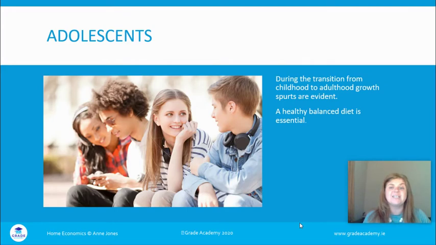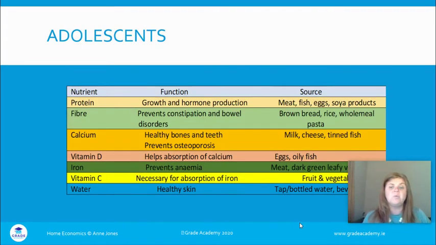As we move on to adolescence, then adolescence again is another growth spurt. Going from childhood to adulthood, you're transitioning, you're a teenager, you're going between that child to that adult, and a balanced diet is really, really important again here. Again, we see our nutrients. Why do we need them? You see there with protein now, hormone production. Obviously, that's really important during the teenage years because of puberty.